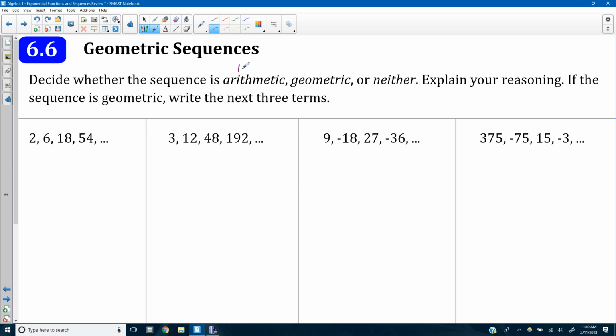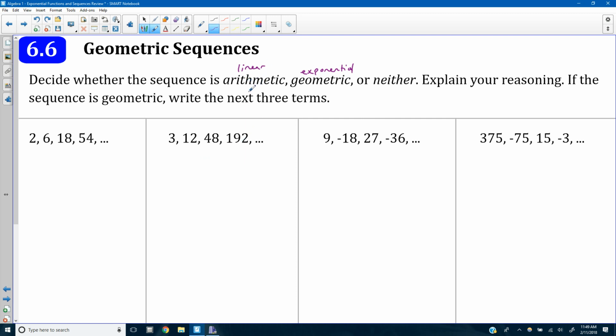Okay, first of all, arithmetic is equivalent to linear. Geometric is equivalent to exponential. And neither, of course, is neither of those. A geometric sequence is a list of numbers where the values are separated by a common ratio. See, that sounds like exponential. An arithmetic sequence is a sequence of values that are separated by a common difference. See, that sounds like linear.